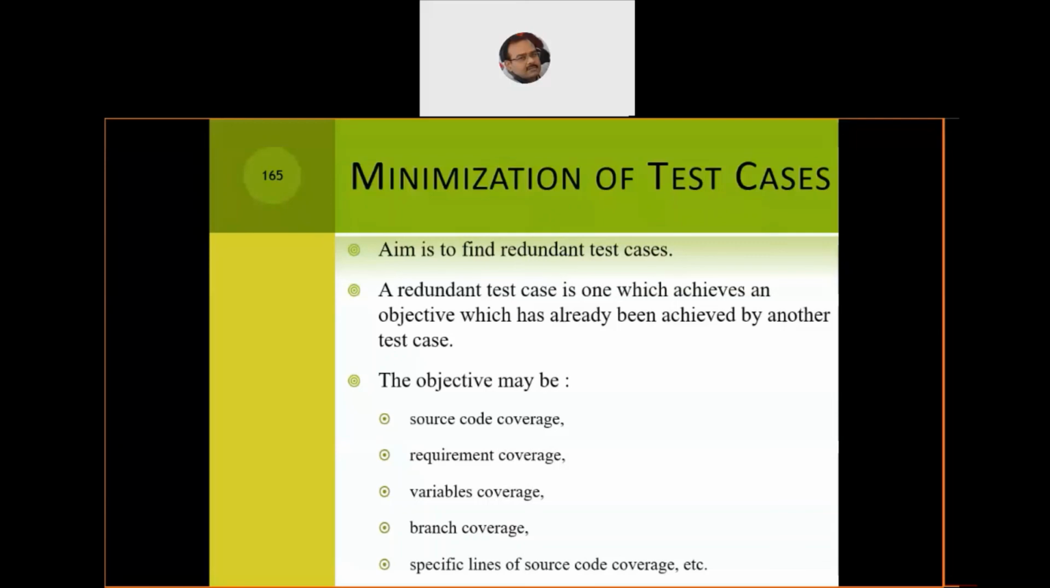All these objectives shall still be met. Proper source code coverage should still be there, all the requirements specified by the client should be there, and all the variable coverage and branch coverage should still be covered. There should not be any line of code which is missed out and not covered during the process of testing.